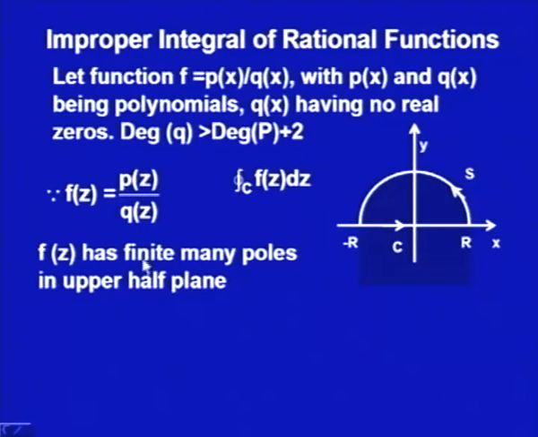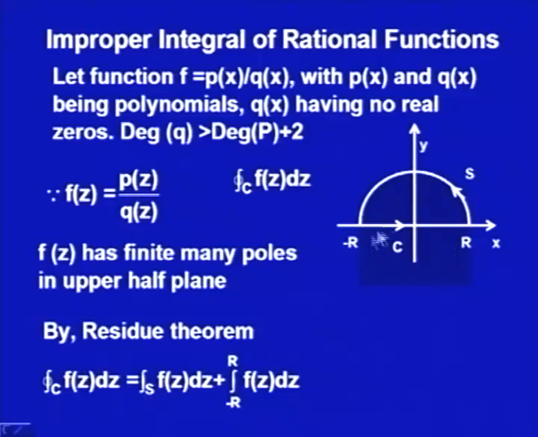Hence, f(z) would have finitely many poles in the upper half plane only, and by the residue theorem we could say that the integral along this closed contour C, which consists of this half circle and the line from minus r to plus r, I could write as two contour integrals. One is only the half circle, which I am writing as S in the counterclockwise manner, the integral over S of f(z) dz, plus the integral from minus r to plus r of f(z) dz.